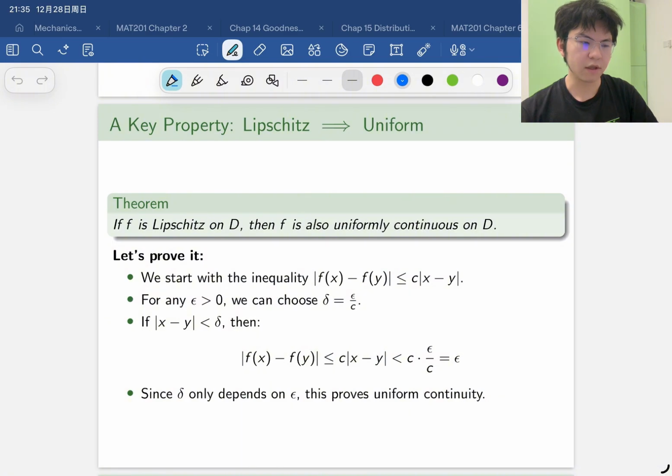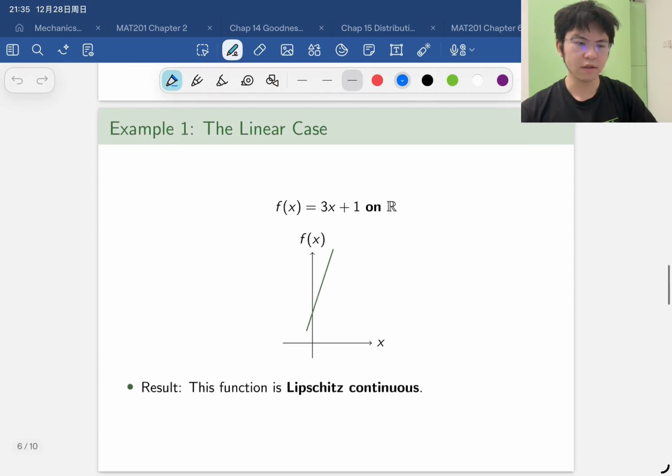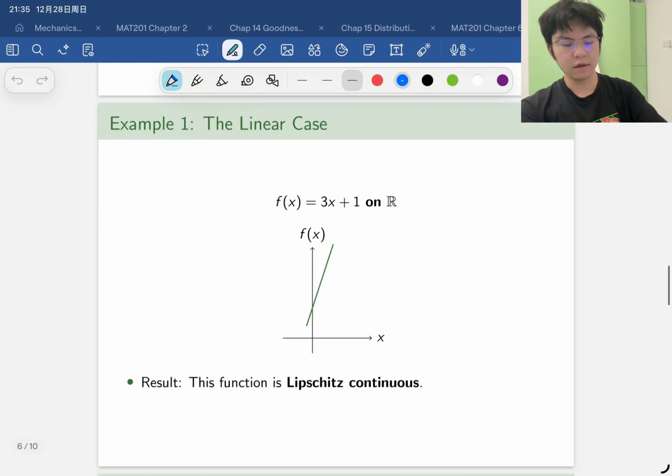Okay, now we know the property. We can see some examples. The first one is a linear case. Let's see a concrete example. Consider the linear function f(x) equal to 3x plus 1 on R. And this is the image of the function. We have the result: this function is Lipschitz continuous. Let's see how to prove it.